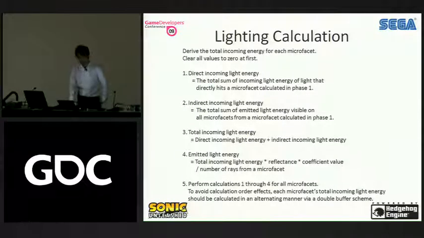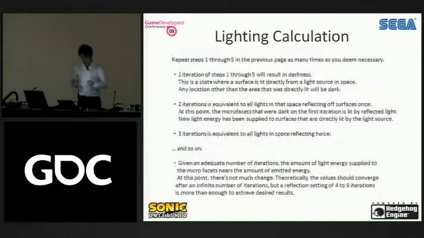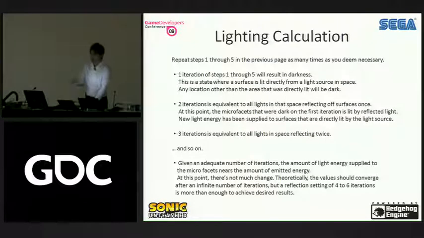We will calculate these numbers from number 1 to number 4 per each microfacet. So sometimes we have to do 10,000 calculations. We use a double buffer to alternate calculation. And then we repeat these steps 1 through 5 as much as you want. And then you can come up with a certain number.